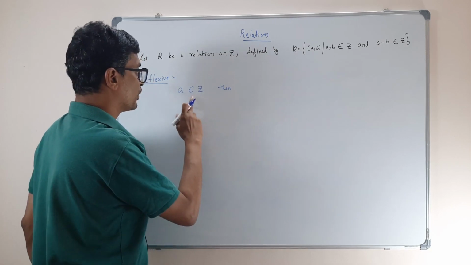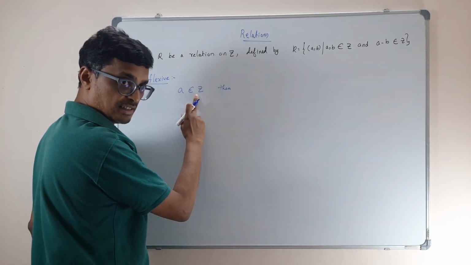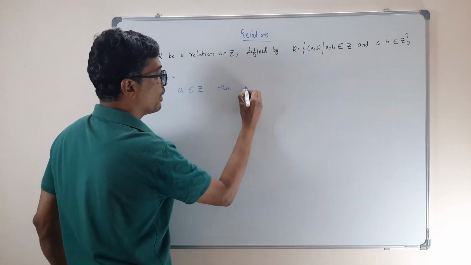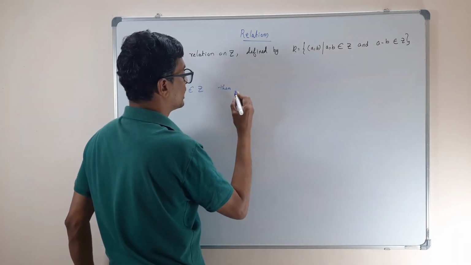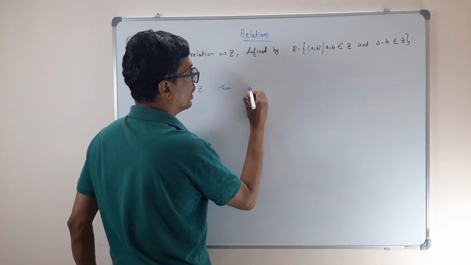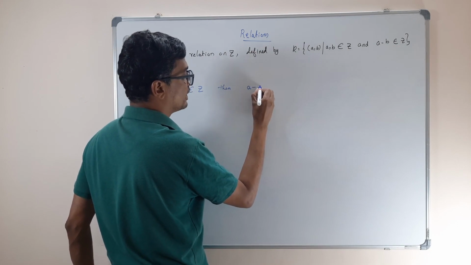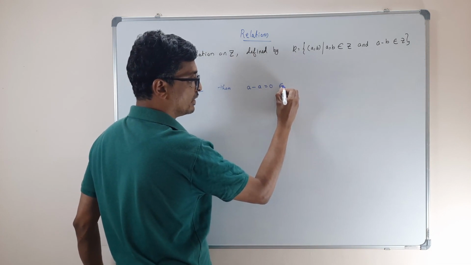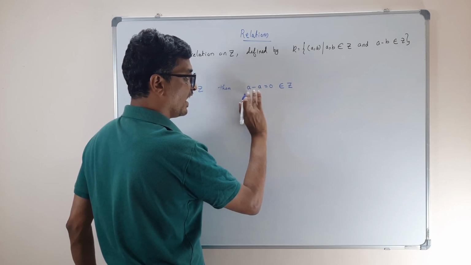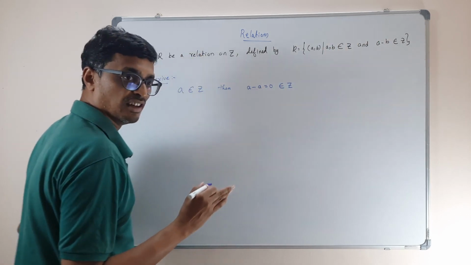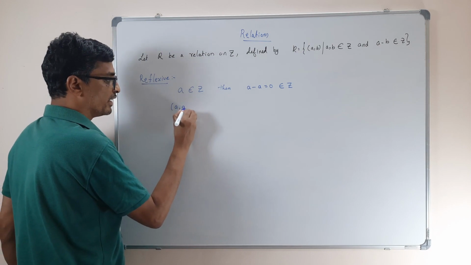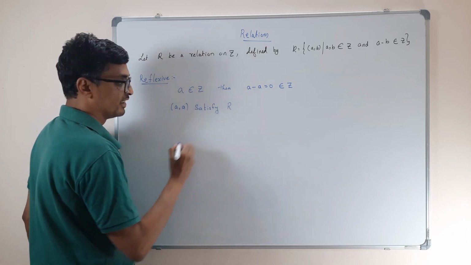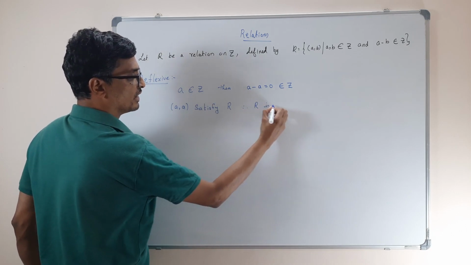You got it? So what happens? When a is an element of Z, then what will a minus a be? I am going to write 0. Is it an element of Z? Yes. So that means (a, a) is also an element of R. Therefore (a, a) satisfies R. Therefore R is reflexive.